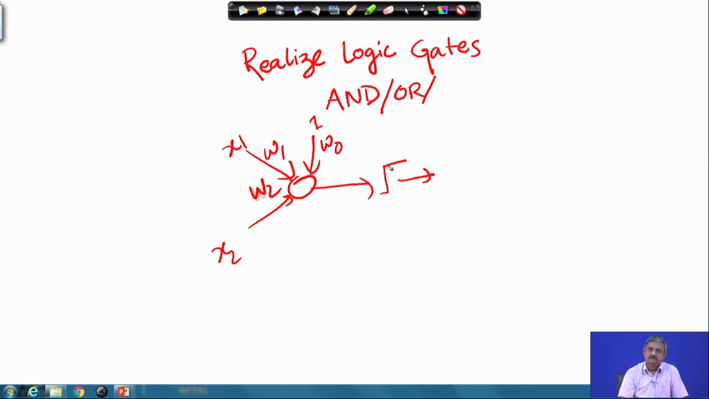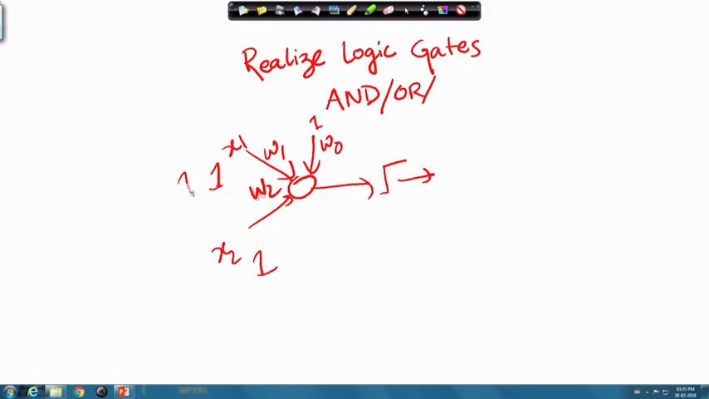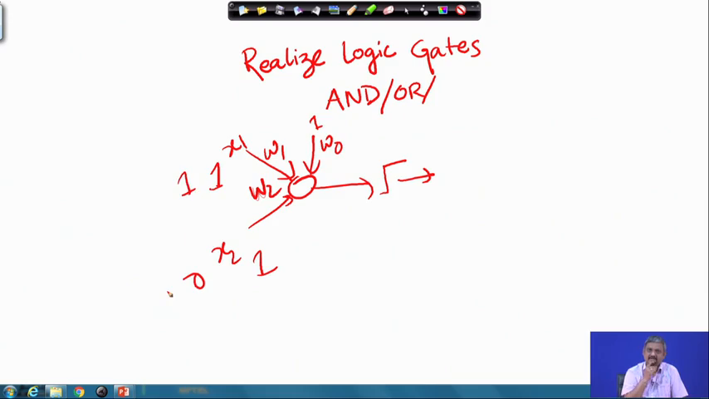So, I would request you to take some standard AND, OR functions and try to find out what are the values of W1, W2 which will give exactly the output that this logic function should give for inputs like 1 1, 1 0 and so on. What is the value of W that would give the proper output for the given logic gate?